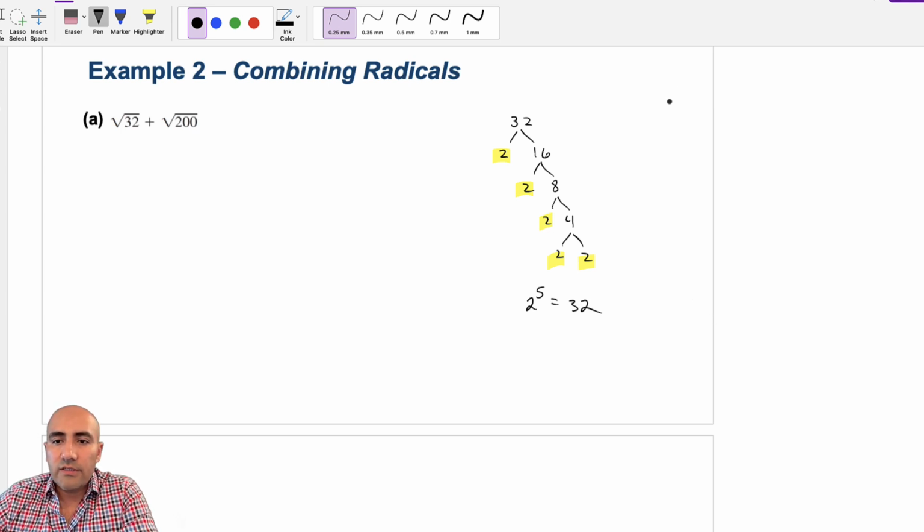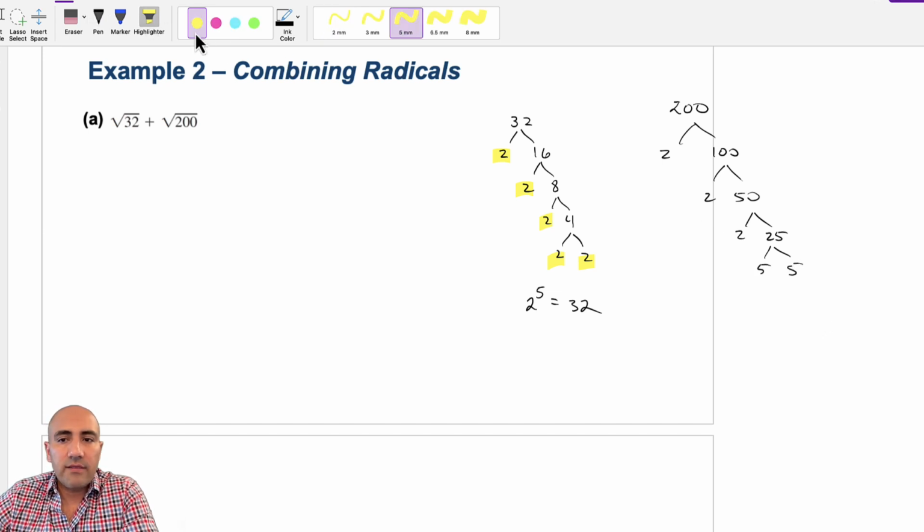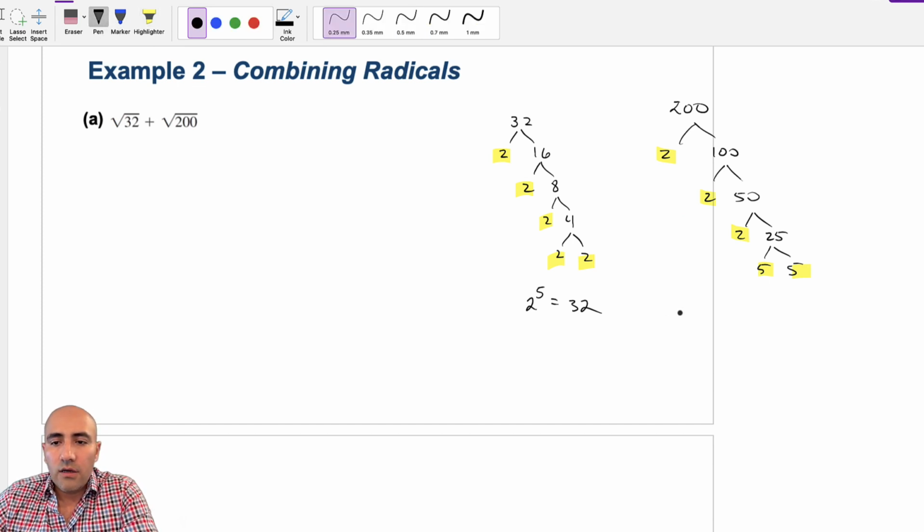Now 200. So let's create a little factor tree over here for 200. Okay, so that's 2 times 100, 2 times 50, 2 times 25, and 5 times 5. Then this tells me that if I multiply 2 times 2 times 2, 3 times, times 5 times 5, I end up with 200. So 2 to the power of 3 times 5 to the power of 2 equals 200.